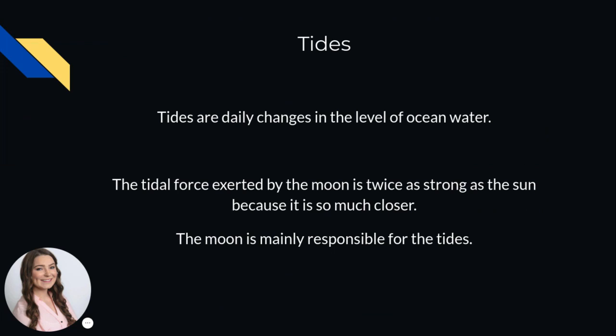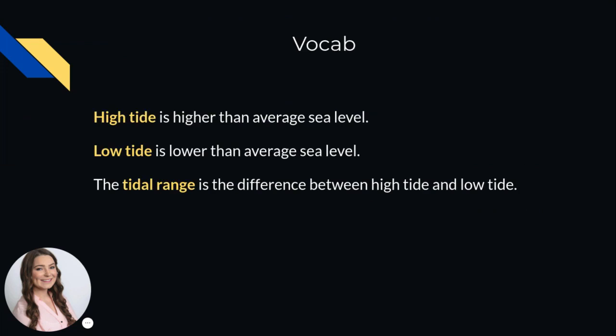Tides are daily changes in the level of ocean water caused by the difference in gravitational force of the moon and sun on Earth. The tidal force exerted by the moon is twice as strong as the sun because it is so much closer. The moon is mainly responsible for the tides.